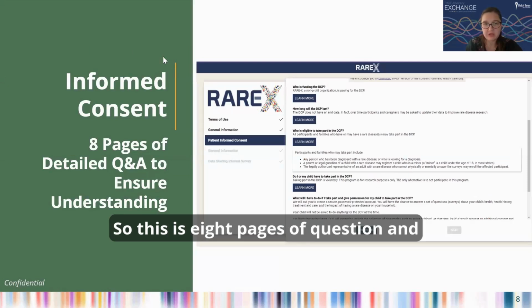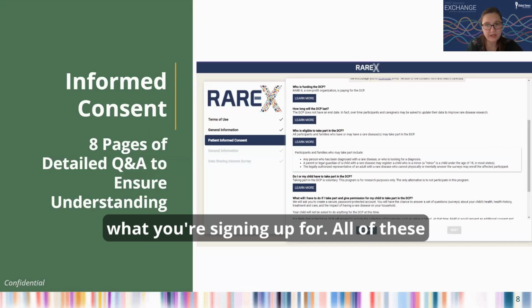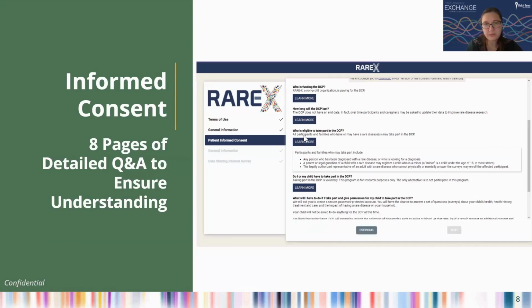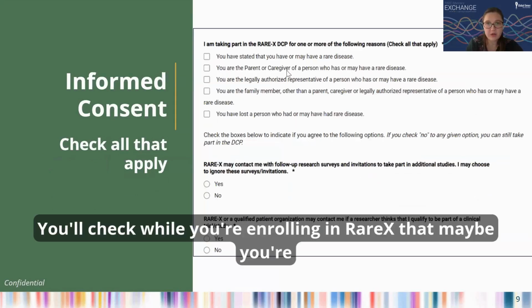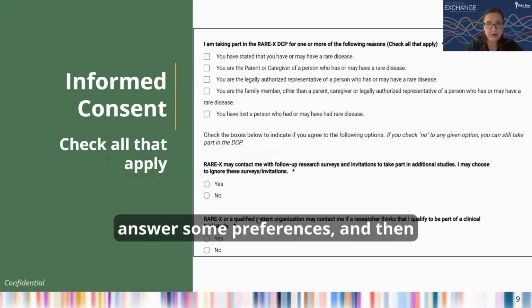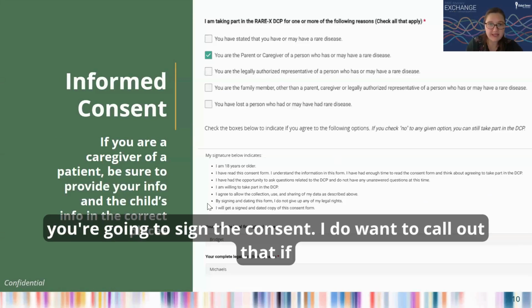Once you accept those, you'll be pushed into the RareX consent. So this is 8 pages of question and answer to ensure that you understand what you're signing up for. All of these blue Learn More buttons drop down and show more information. You'll check while you're enrolling in RareX that maybe you're a patient yourself or that you are a caregiver, and answer some preferences. And then you're going to sign the consent.